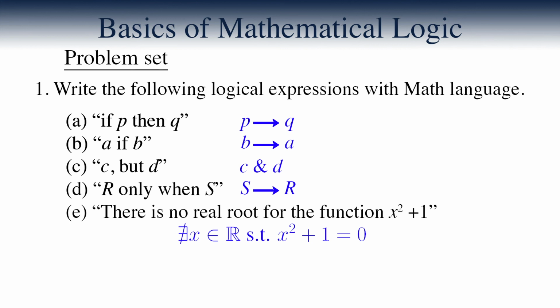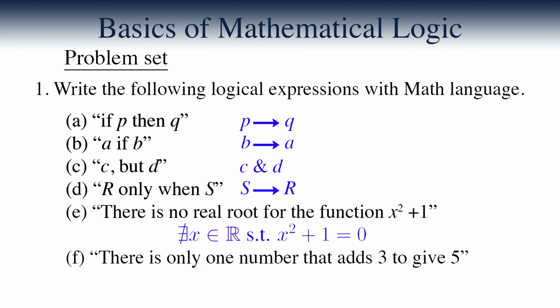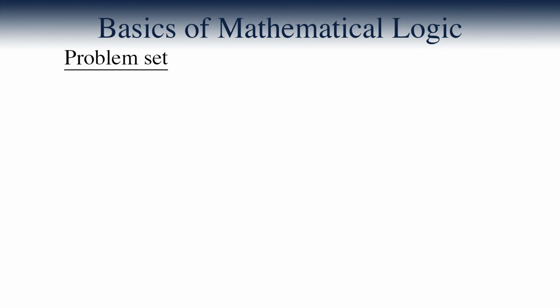Finally, item F states that, there is only one number that adds 3 to give 5. We hear a statement about the uniqueness of something here. So, we use the unique existential quantifier to write, there exists a unique number A such that A plus 3 is 5. Obviously, we all know that A is 2. Very good. Let's discuss the second problem.